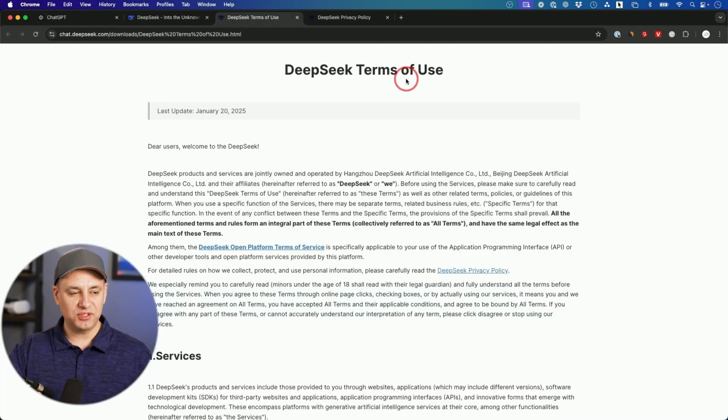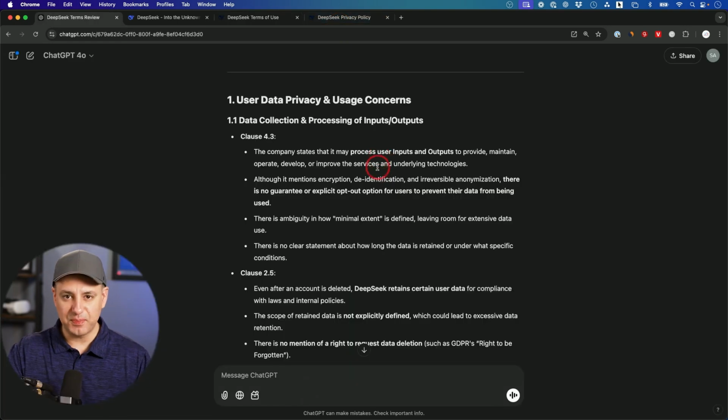Now, I did the same thing with the terms of use, which was updated January 20, 2025. This is a much bigger document, but a lot of the concerns are pretty much the same relating to how the data is collected and used. There is no guaranteed or explicit opt-out option for users to prevent their data from being used. I'll just go to the bottom here to give you the recap, and then I'll show you a few different ways that you could get around this and not use the website at all and still use DeepSeek.